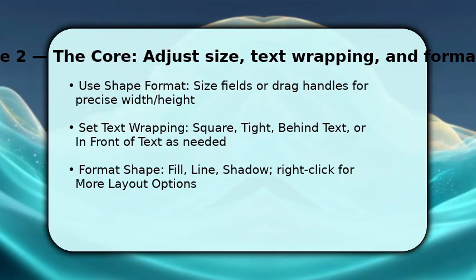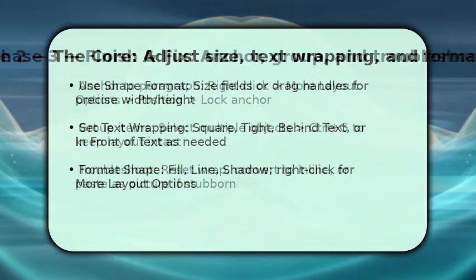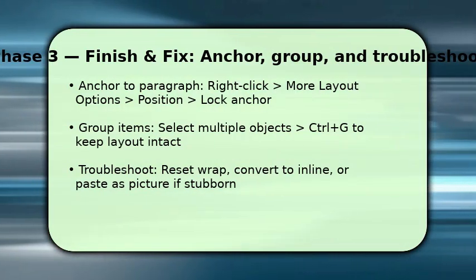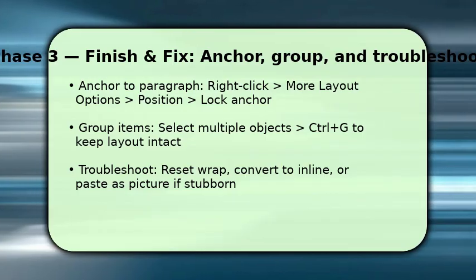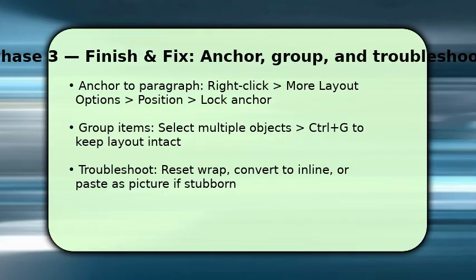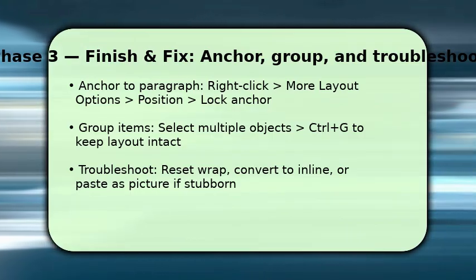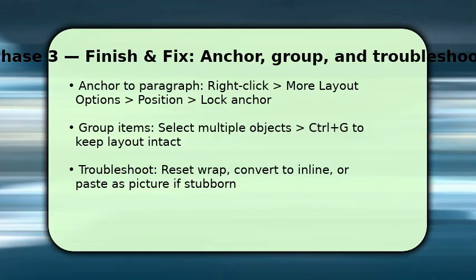Finish by anchoring and securing the box. Right-click, choose More Layout options, then set position and lock the anchor. This prevents text edits from moving the box. If the layout includes several objects, select them and press Ctrl+G to group. Grouping preserves relative placement. If things still go wrong, reset text wrapping, convert the box to inline with text, or paste it as a picture to freeze layout. One tip: if your box jumps, lock the anchor first, then test with sample text edits.